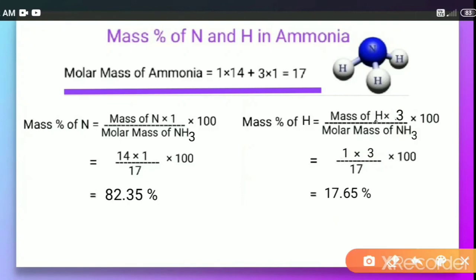And as I told you, if you want to check your answer, when you make the sum of these two, you should get approximately 100%. So that is the mass percentage of nitrogen and hydrogen in ammonia.